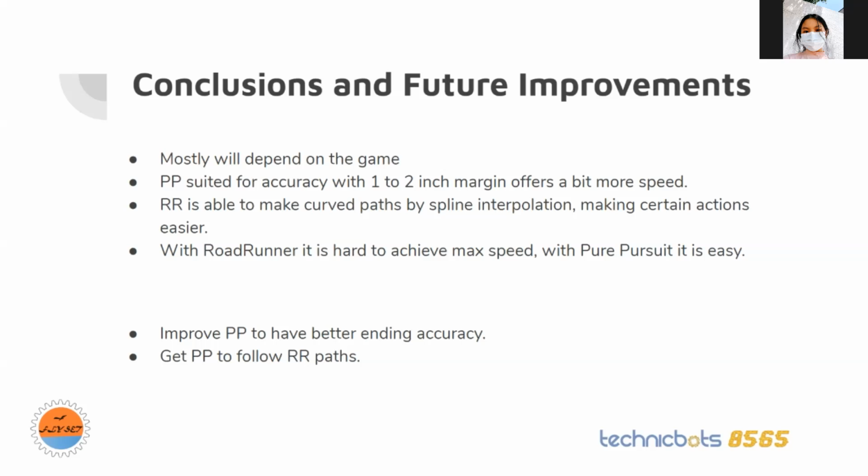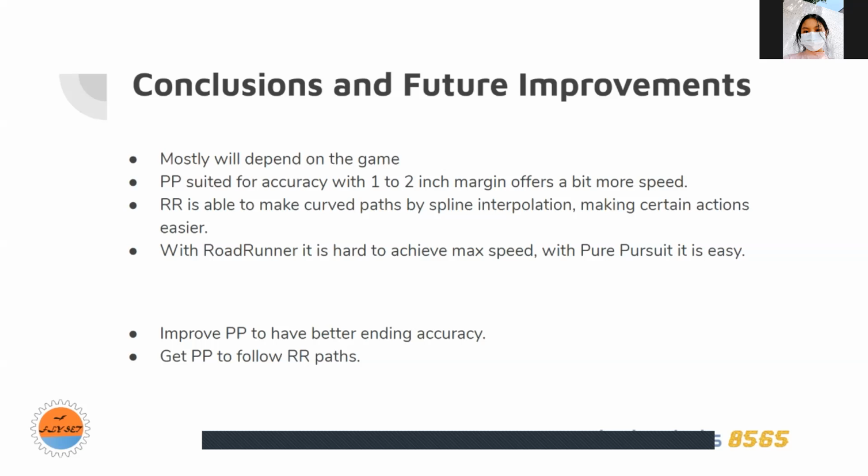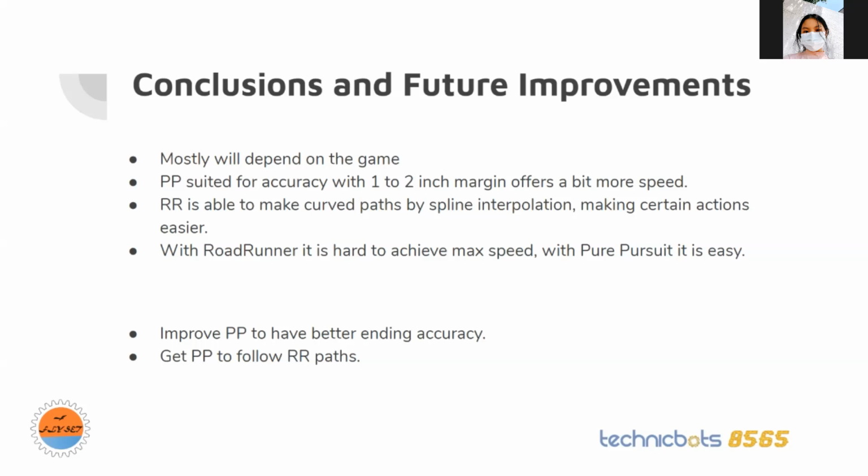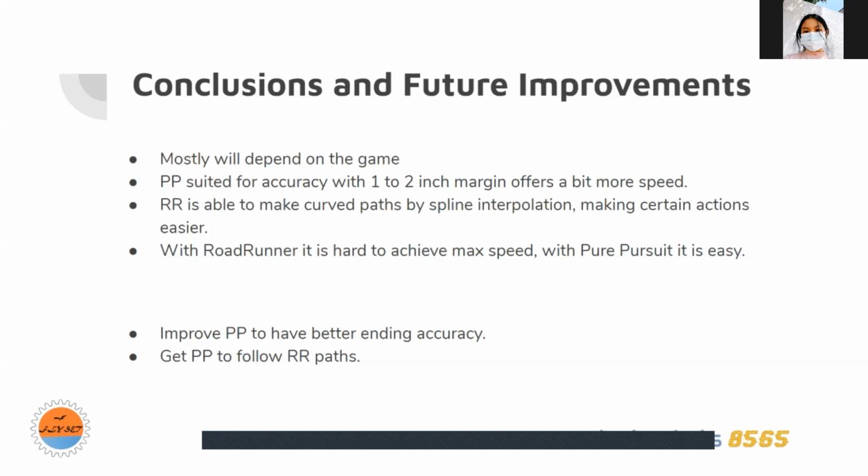And with Roadrunner, it's possible to make curved paths easily, and that makes certain actions easier, as you saw in the video. But with Roadrunner, it's pretty hard to achieve max speed because you have like 10 constants you have to tune, and it's a total pain to tune Roadrunner to achieve max speed. But Pure Pursuit, it's easy. So basically, Pure Pursuit is faster but less accurate, and Roadrunner is slower but more accurate.